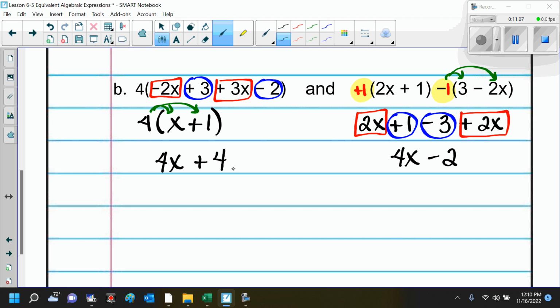So do I have equivalent expressions? No. Why? Right. This is a positive 4. This is a negative 2. So these are not equivalent. Is everybody clear?